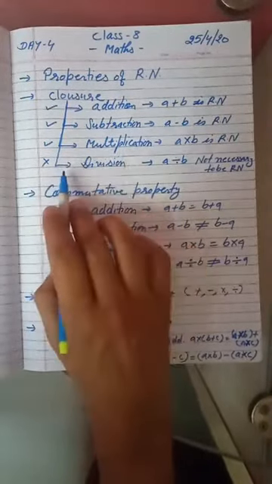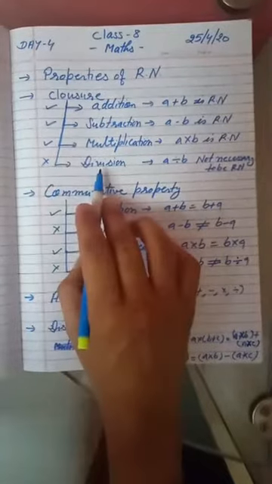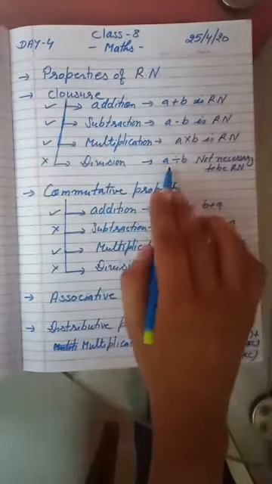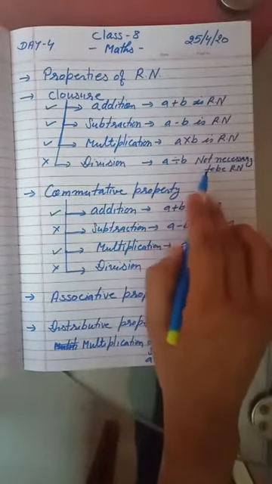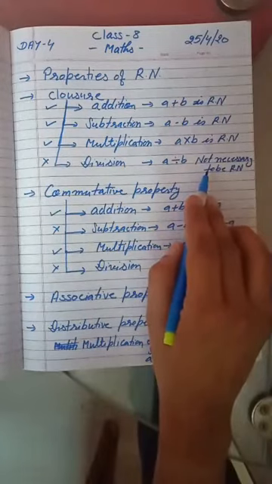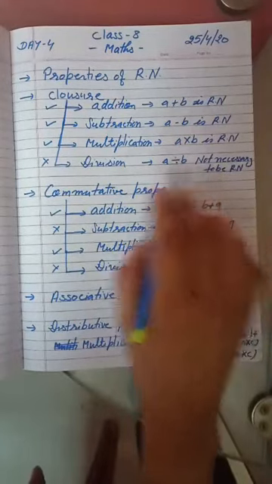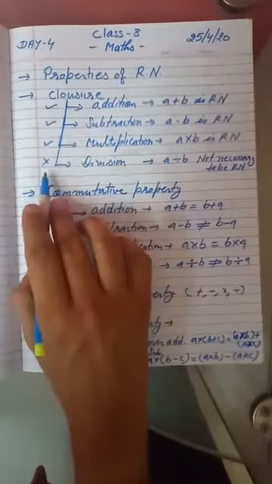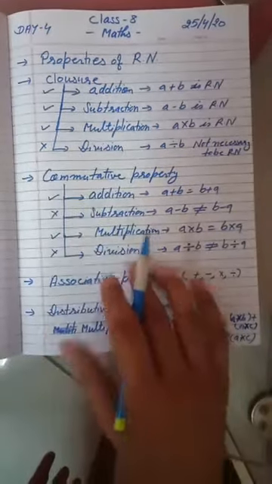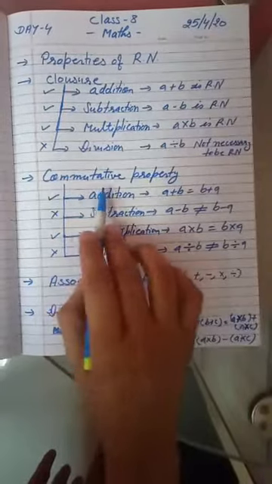Now the fourth operation is division. Division, a divided by b, is not necessarily a rational number; sometimes it may be undefined. So division under the closure property does not give a rational number. Now the second property that we studied is the commutative property.